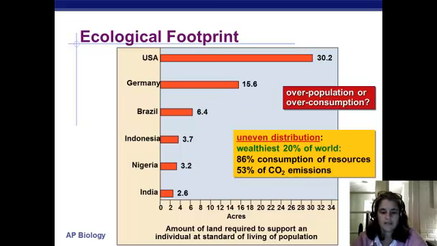If you'll notice the amount of land required to support an individual at the standard of living of the population, to support us at our current standard of living, it takes 30 acres of land to support one United States citizen. We have the largest ecological footprint of anyone. And if everybody wanted to live to our high standard, there wouldn't be enough resources to go around. So either we're going to have to calm down what we think is a good standard of living, or we're going to have to find some more resources somewhere, and I don't know where that's going to be.